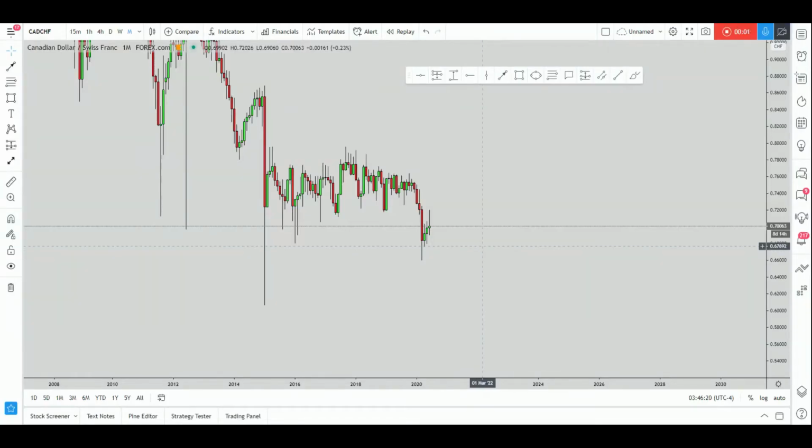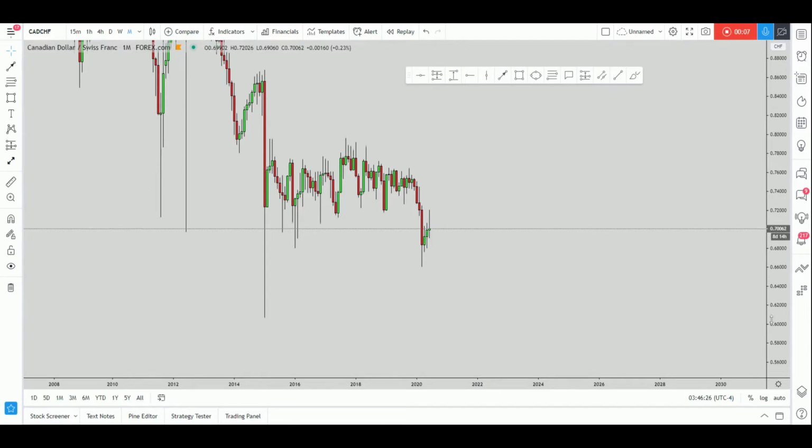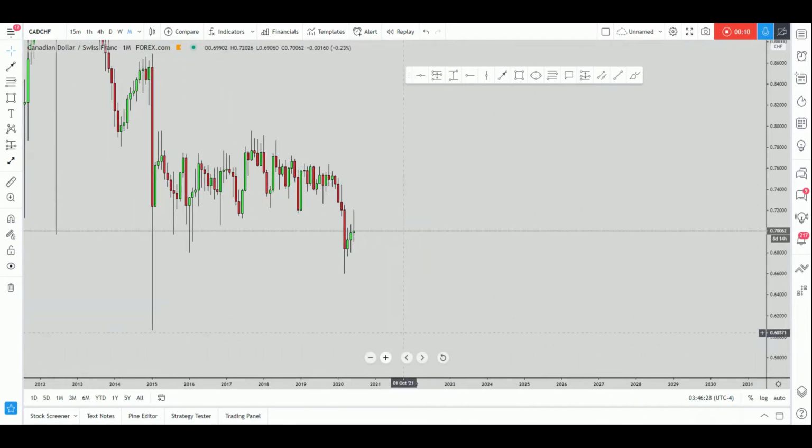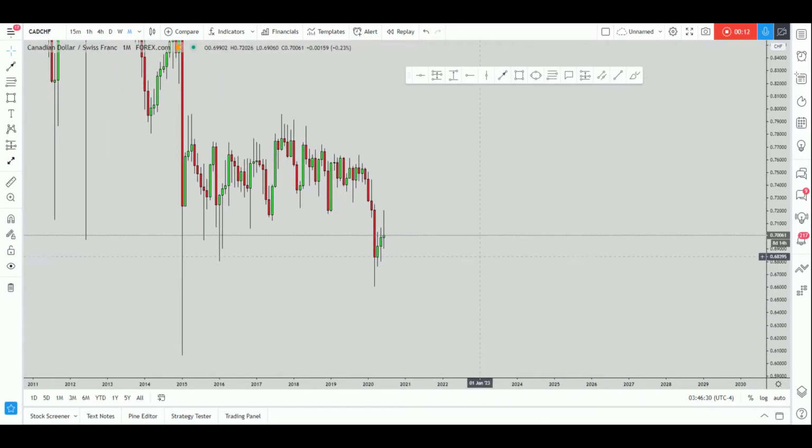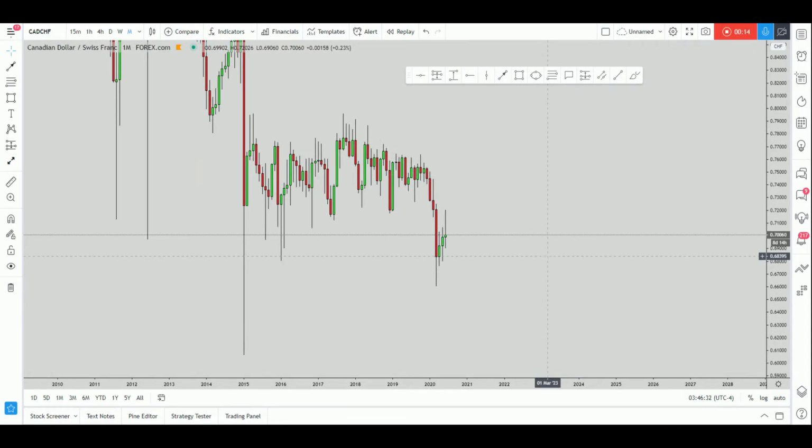Okay, so what kind of situation do we currently have on CAD CHF? This is a very interesting pair to follow, and we have to perform a full breakdown on it if we want to understand what is the situation at the moment really on this pair. So first of all, let's start from the monthly time frame.